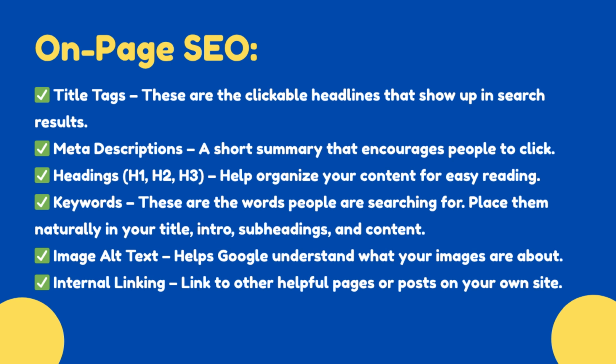Place them naturally in your title, intro, subheadings and content. Image alt text helps Google understand what your images are about. Internal linking, link to other helpful pages or posts on your own site. The pro tip is use a tool like Yoast SEO or Rank Math on WordPress to guide your on-page SEO.